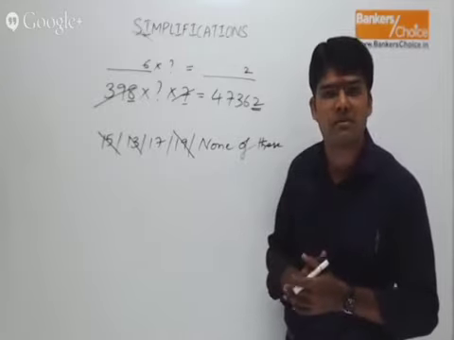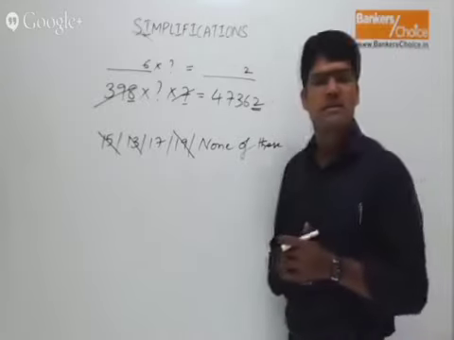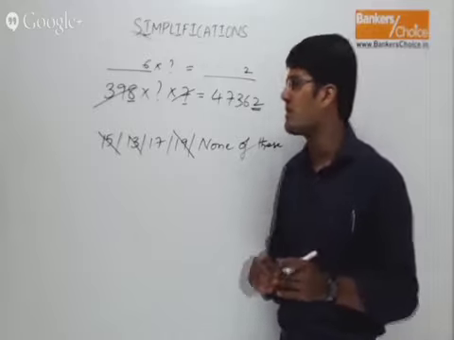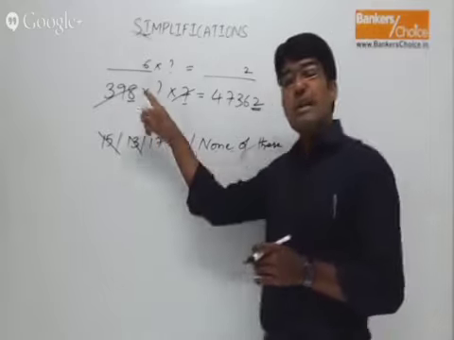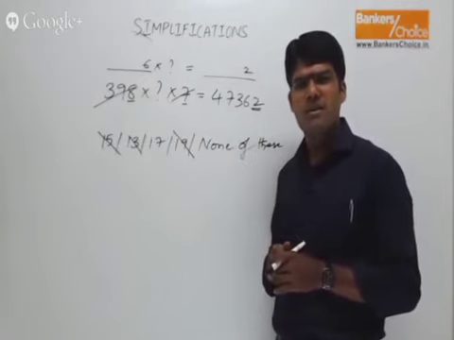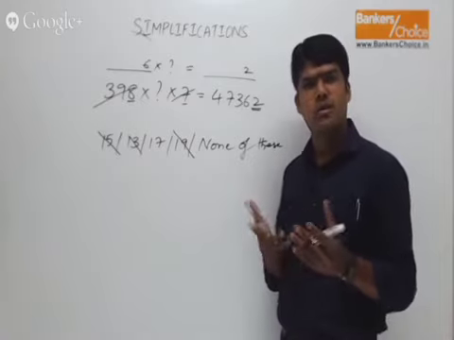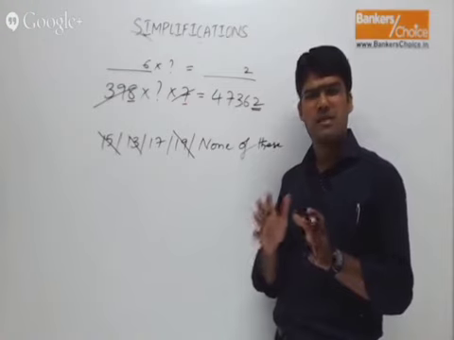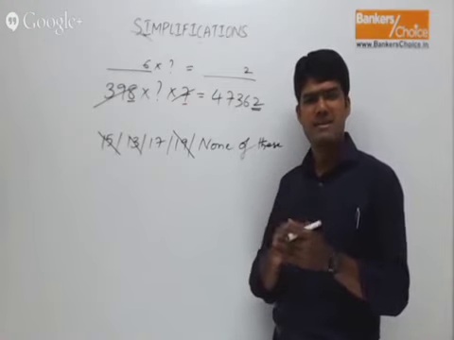do an approximate calculation. For example, 47,362, can I take it as 48,000 approximately? 48,000, yes or no? 398 is 400. 48,000 divided by 400. How much is that? 120. 120 by 7 is approximately 70. 70 into 18. Yes or no?